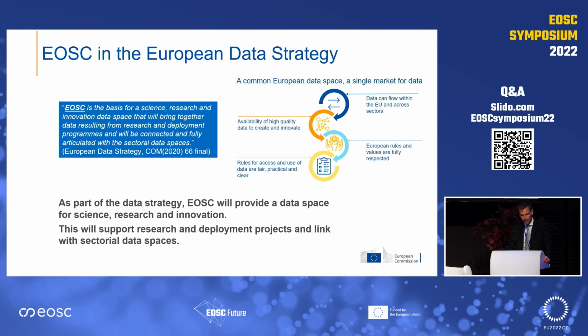So how does it do it? On the one hand, the EU Data Strategy sets out a cross-sectoral governance framework for data access and use, and we have heard it already this morning, such as in the Data Governance Act or in the Data Act. And then, equally important, the EU Data Strategy came forward with the idea of 10 common data spaces, 9 thematic ones, and EOSC. I'd just like to read here again what it says on EOSC. It states that EOSC will be the basis for a science, research and innovation data space that will bring together data resulting from research and deployment programs, and it will be connected and fully articulated with sectoral data spaces.